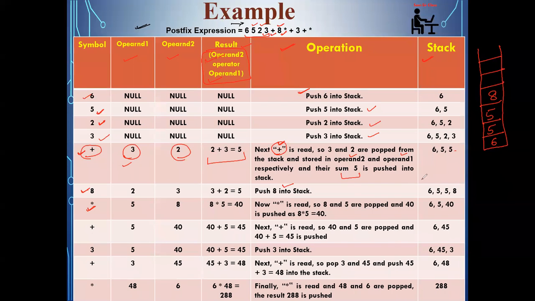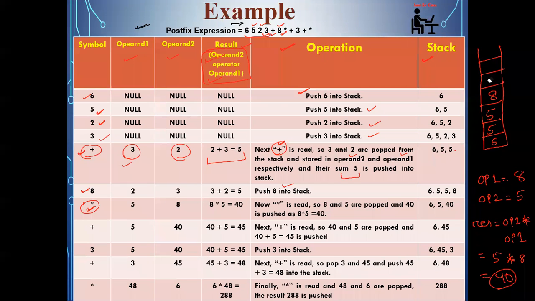Okay. Now whenever I encounter an operator, I have to do a pop operation. So first 8, then operand 2 is 5. The result will be what? Operand 2 multiplication operand 1. So that means 5 into 8, that will be 40. So next, 40 I have to push on the stack top.